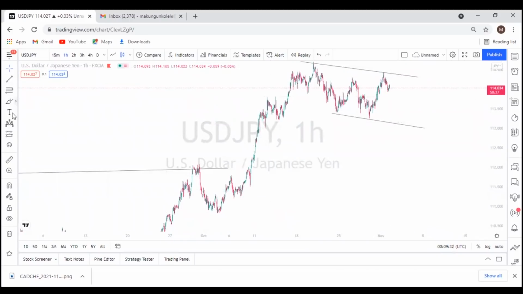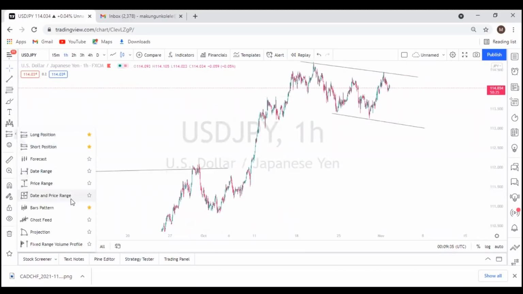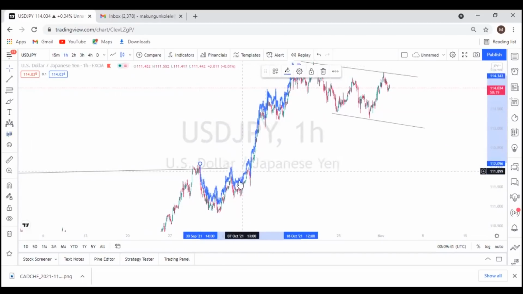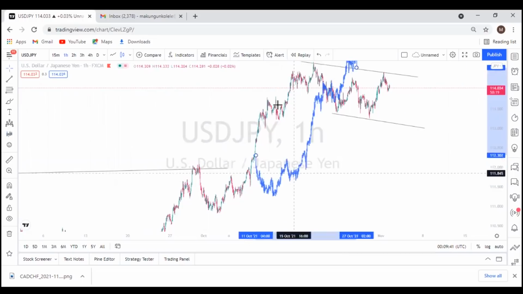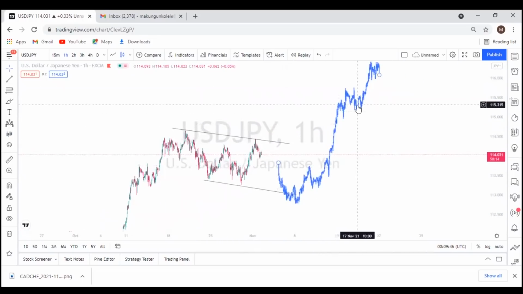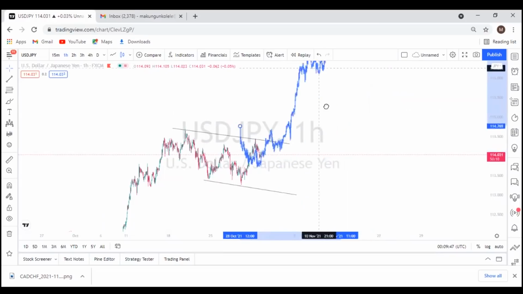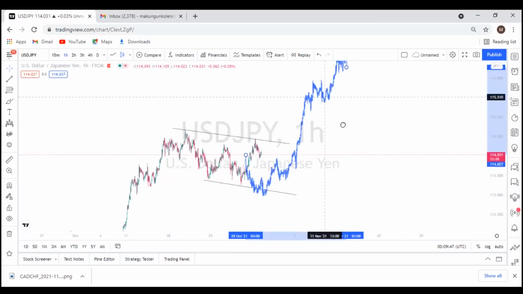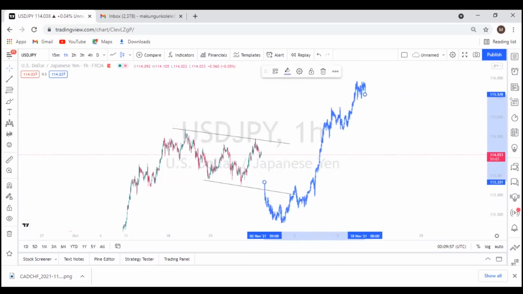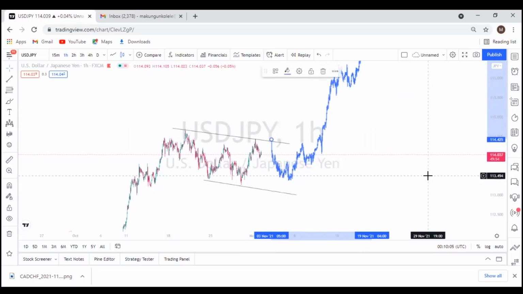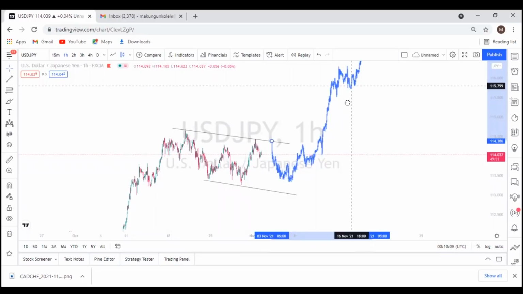While we wait, let me just draw my illustration. So we're gonna take the previous market to illustrate how the market is gonna end up going. So we have something like this.